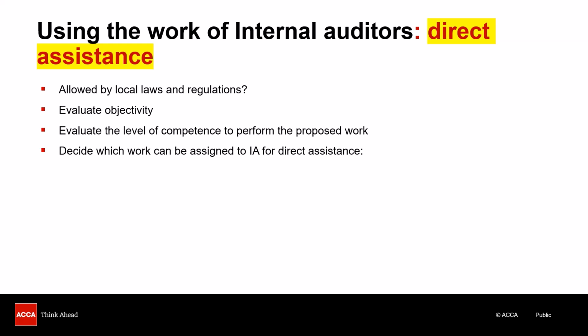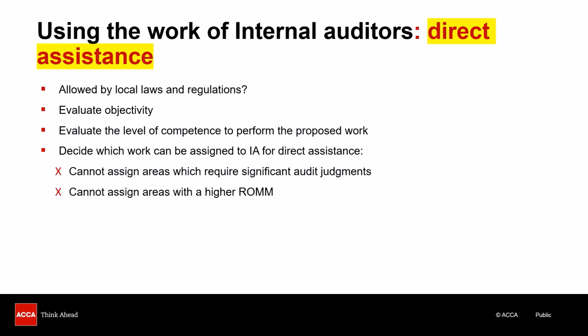So step number 1 for questions in AAA, and of course this is the knowledge as well, we need to see if this is allowed by local laws and regulations. We need to evaluate their objectivity and competence like we did earlier on, and then we need to decide which areas can be assigned to them for direct assistance. We cannot assign areas which require significant audit judgments. We cannot assign areas with a higher risk of material misstatement.